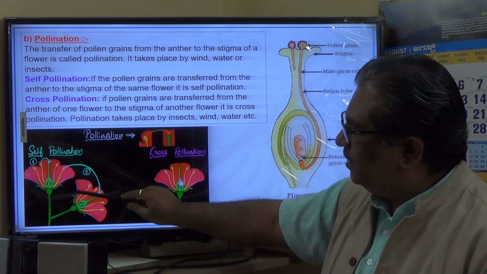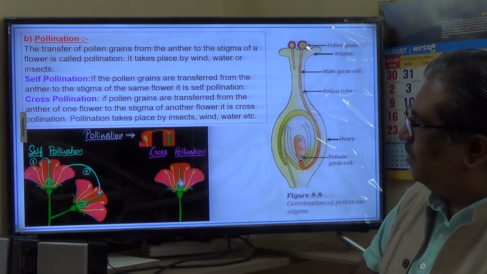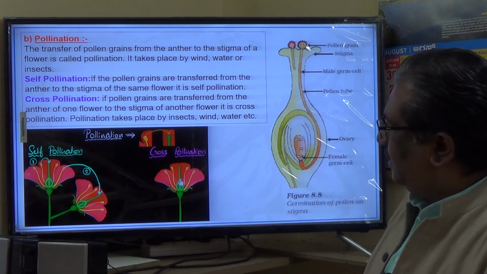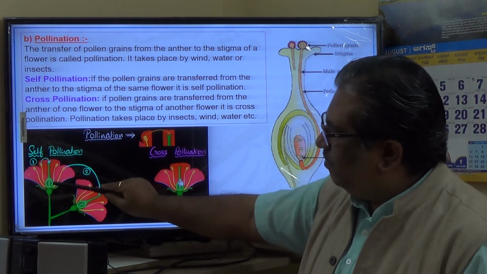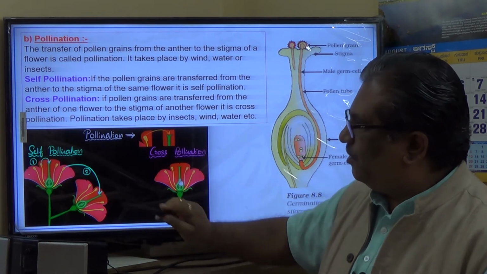Regarding self-pollination, the diagram is very interesting, and if you look at it, it is very clear. This part is self-pollination and this is cross-pollination. Let's understand what exactly happens here. There is one plant and there are two flowers here. Now we are looking at self-pollination.